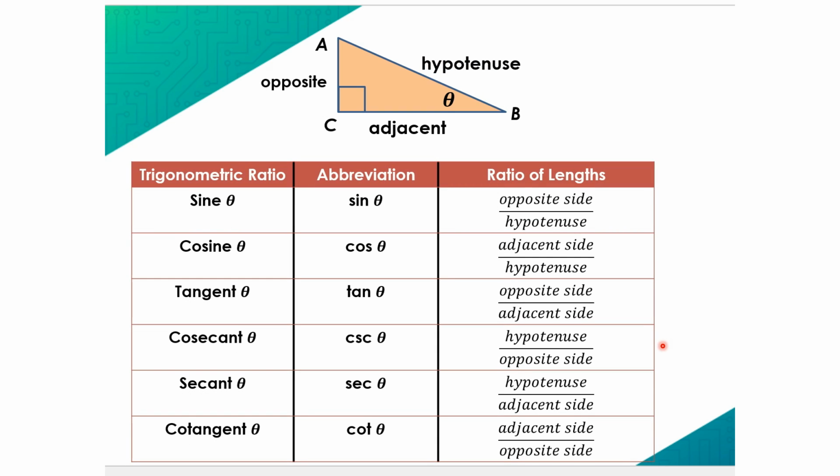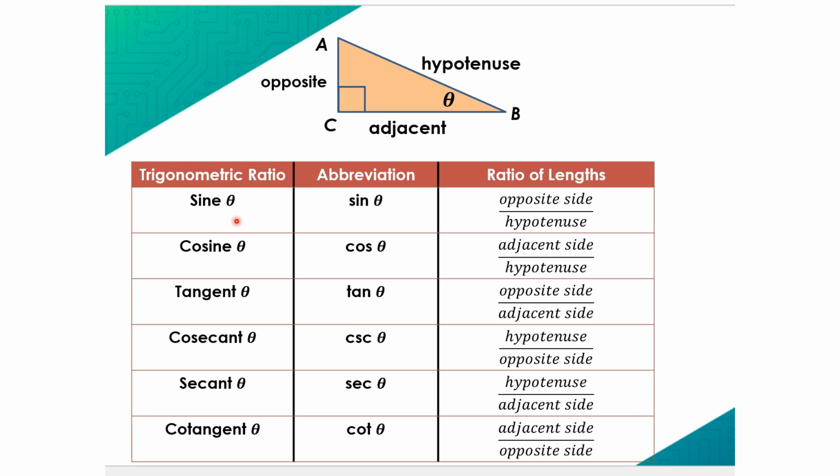In a right triangle, we can actually define 6 trigonometric ratios. For example, we have triangle ABC. We let angle B be our reference angle, and it is represented by angle theta. Now, the fundamental ratios are sine, cosine, and tangent. Each ratio has a 3-letter abbreviation as shown in the second column.